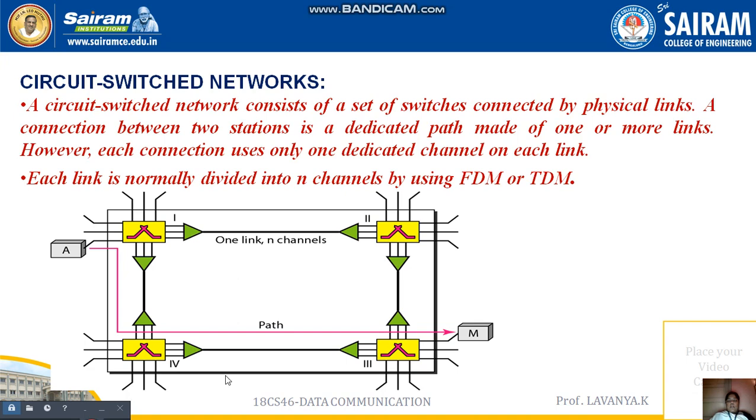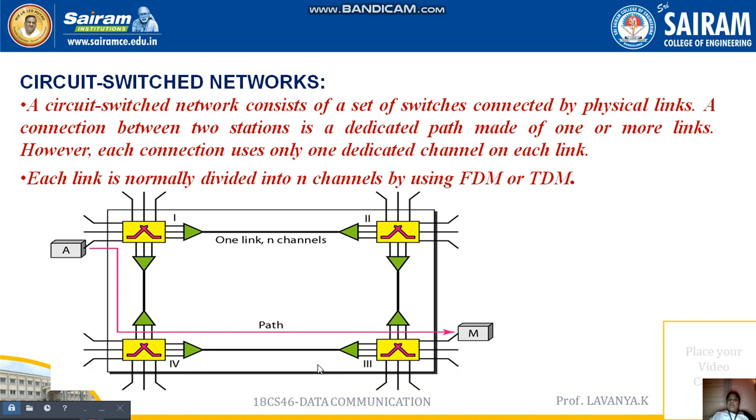Whatever data I am supposed to send from one end to another, only when the connection is established, through that particular path or link, the information is going to be sent to the particular destination. The data is sent along the particular path, but it also circulates that information throughout the switches.